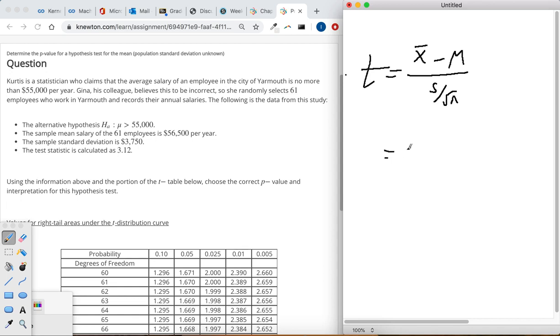Our sample mean is 56,500. Subtract that by the hypothesized mean of 55,000. Then divide it by the standard deviation of 3,750. Divide by the square root of 61.